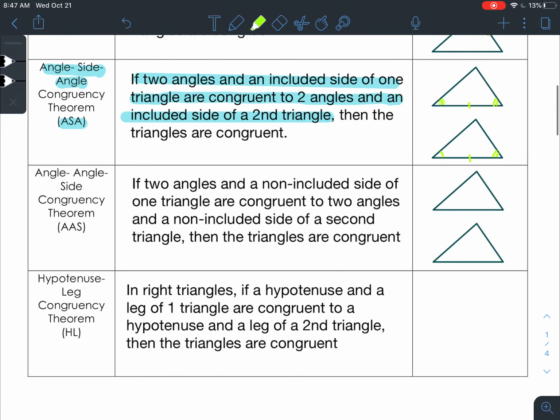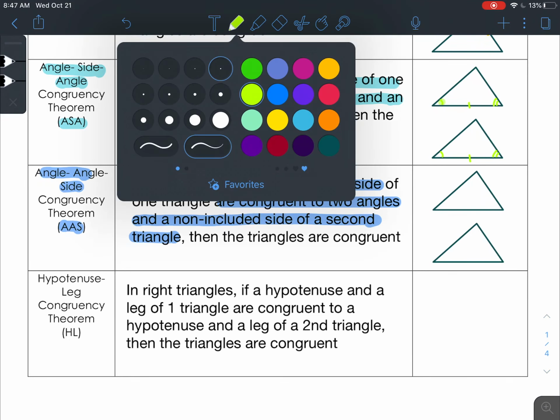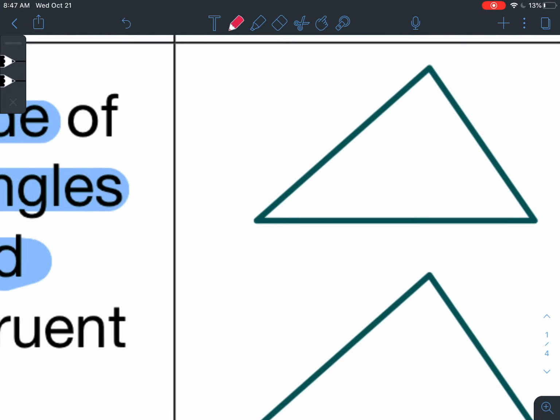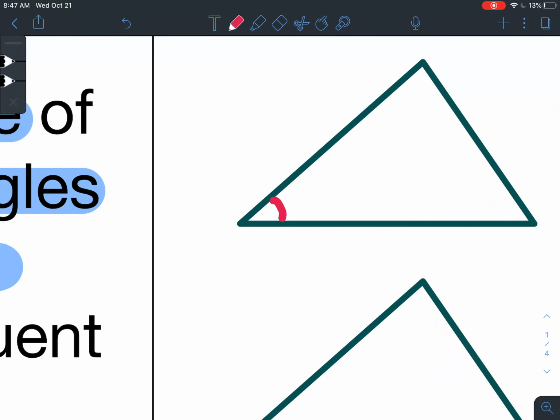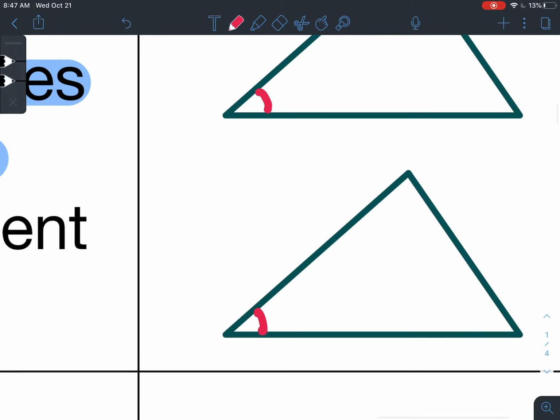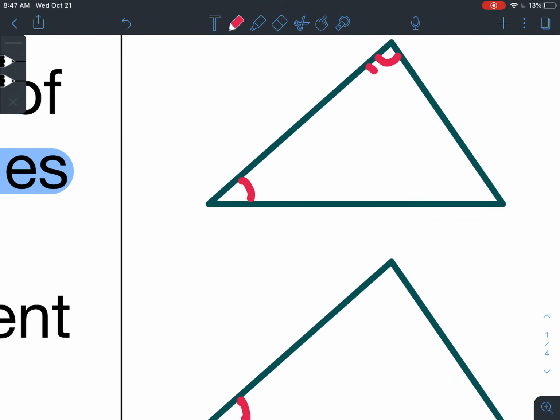Okay, next one, what we have here is angle, angle, side, so AAS. If two angles and a non-included side of one triangle are congruent to two angles and a non-included side of a second triangle, then the triangles are congruent. Again, we're starting with two angles that are congruent. This time, let's have this angle congruent to this angle, and then this top angle congruent to the top angle of the second triangle.